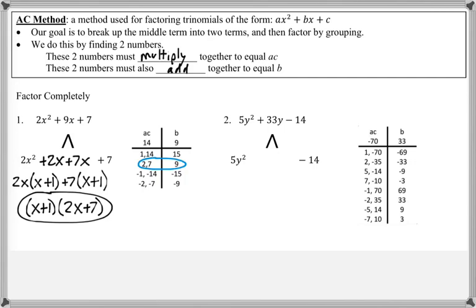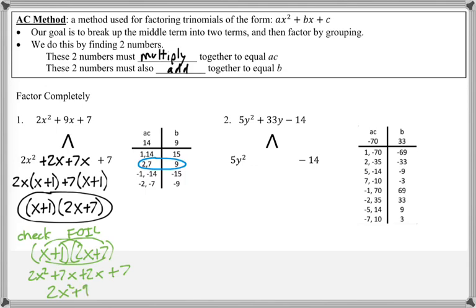Now if you wanted to check your work, you could. You don't have to. But if you wanted to check, you could FOIL this. So if I were to FOIL this, I would get 2x squared plus 7x plus 2x plus 7. And I do get 2x squared plus 9x plus 7. So you can always check by FOILing your answer, and you should get back to the original.